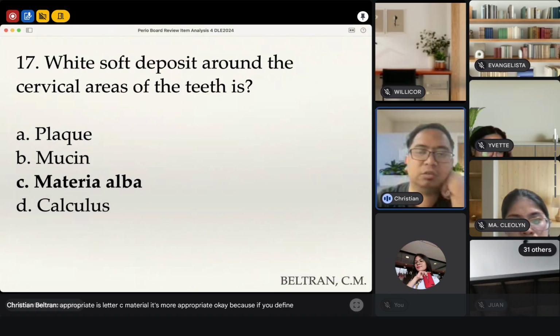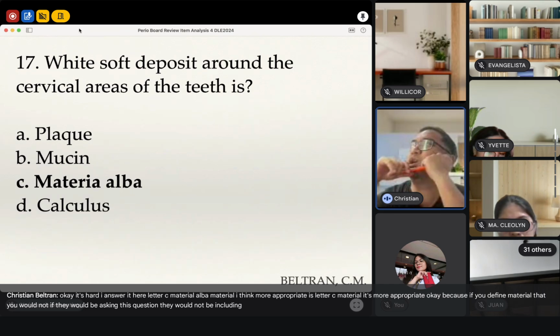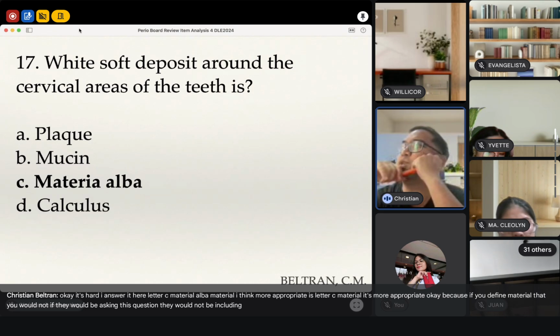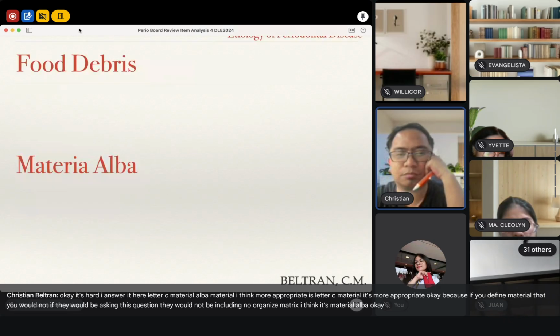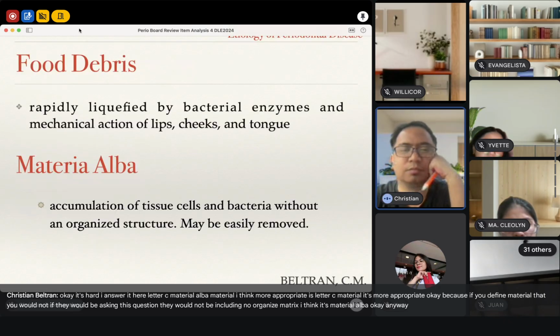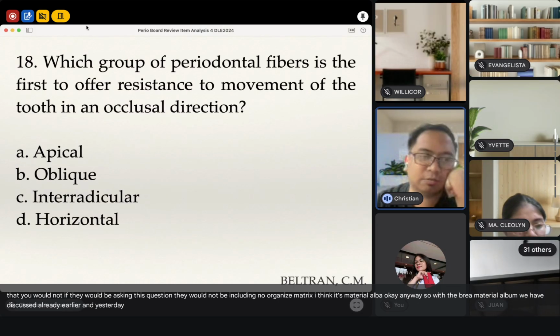Because if you define materia alba, if they would be asking this question, they would not be including an organized matrix, right? So I think it's materia alba. Okay. Anyway, food debris and materia alba we have discussed already earlier and yesterday also.